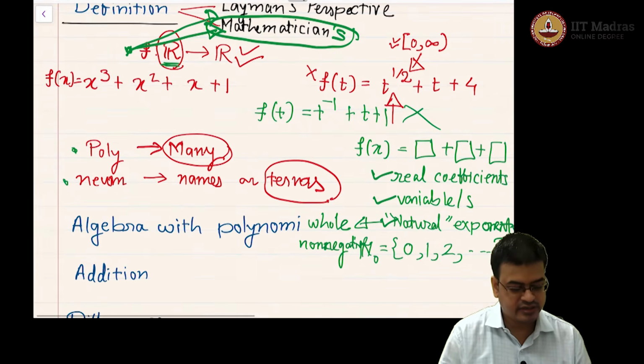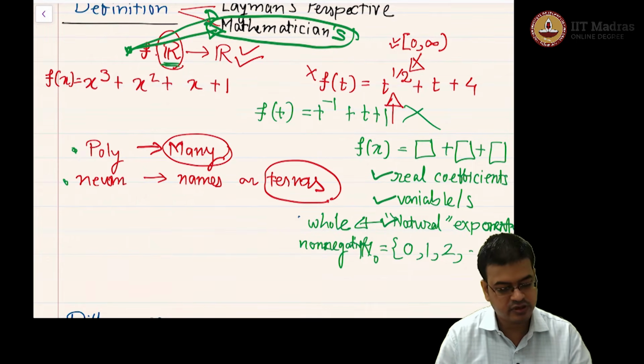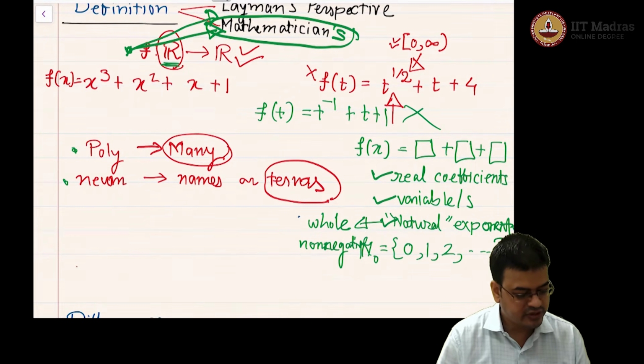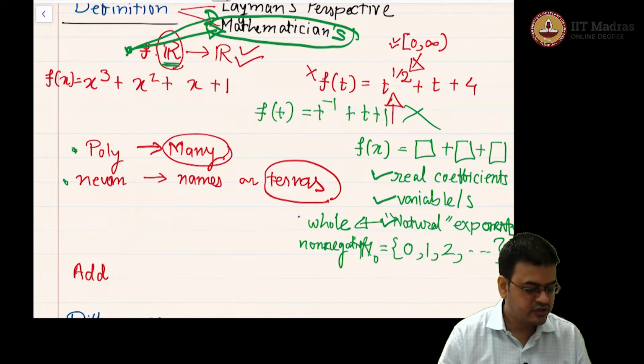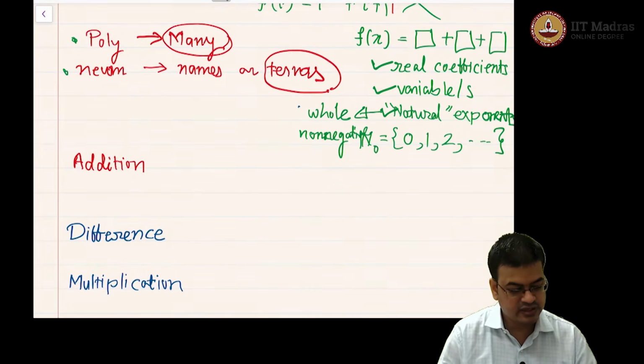Now let us try to do some algebra with these polynomials. What kind of algebra can you do with these polynomials? The first one is addition. So let us see how we can add two polynomials. Based on our characterization, let us see how we can add the polynomials, and then we will go further.